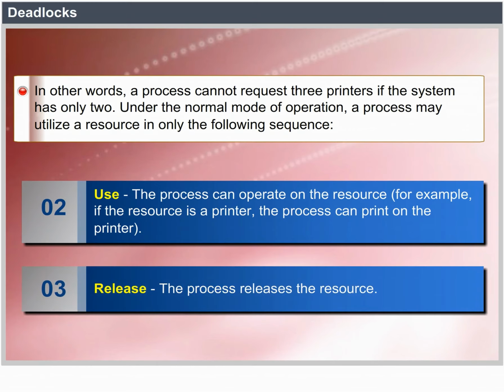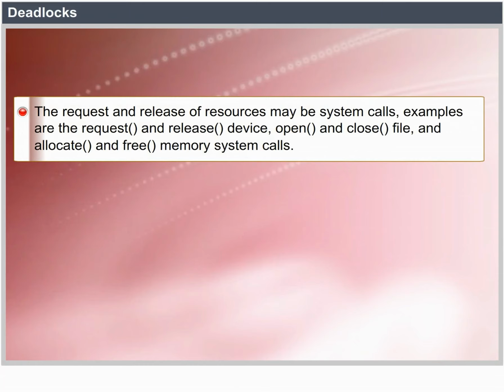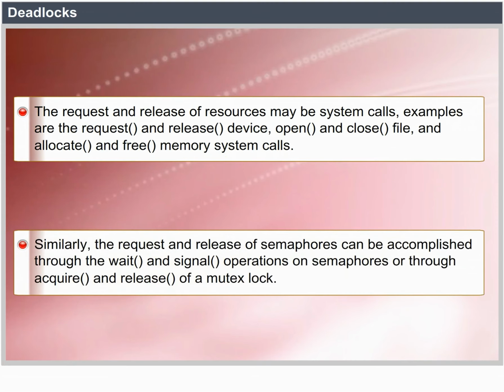Examples are the request and release functions for devices, open and close functions for files, and allocate and free functions for memory system calls. Similarly, the request and release of semaphores can be accomplished through the wait and signal operations on semaphores, or through acquire and release of a mutex lock.